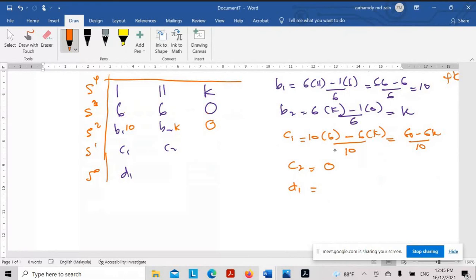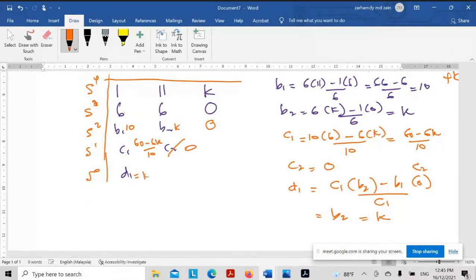D1 is C1 multiplied by K, or B2 minus B1 multiplied by C2, over C1. C2 is 0, so we only have B2, where B2 is K. Okay, so now here is 0. C1 is 60 minus 6K over 10, and also D1 is K.